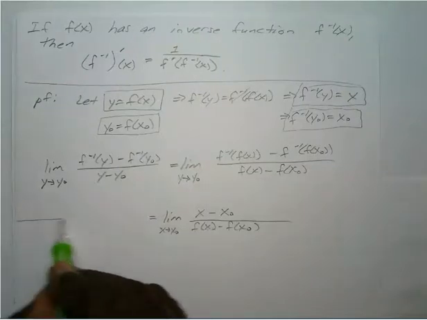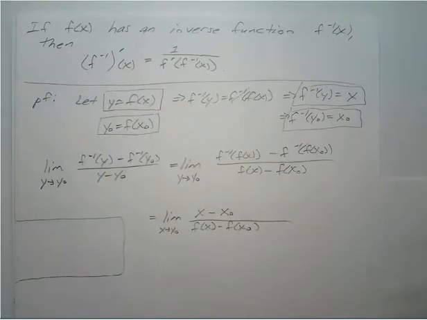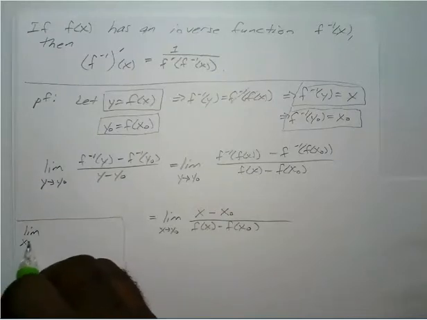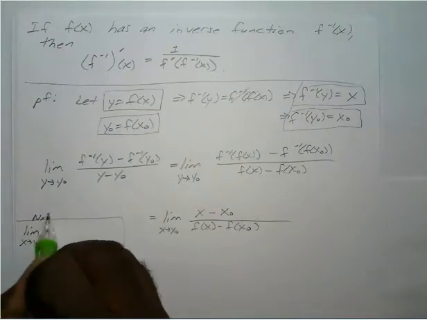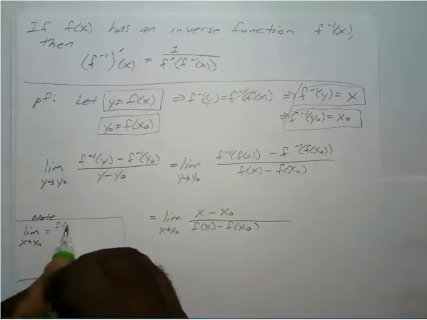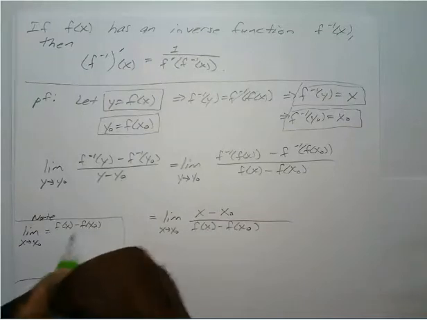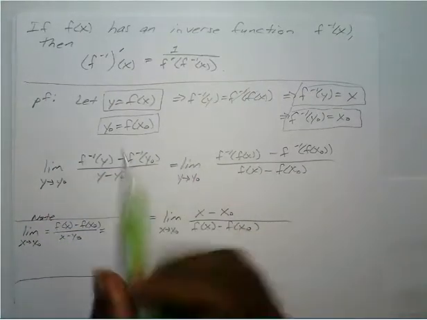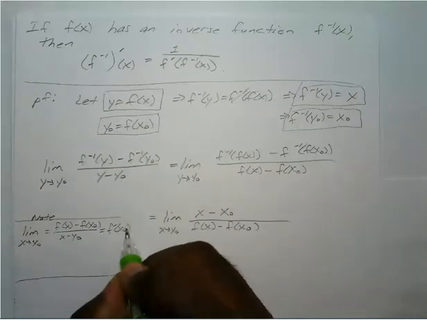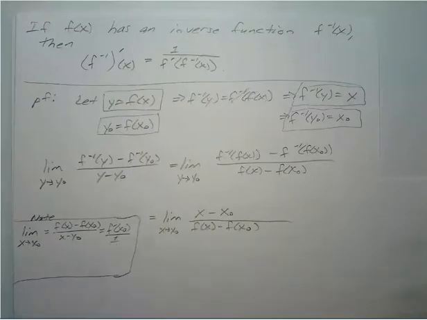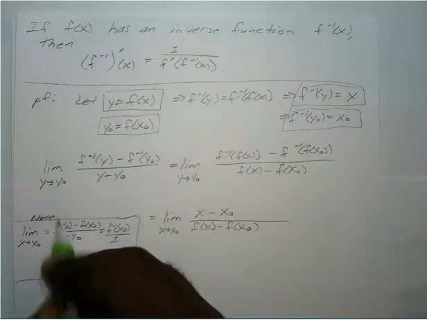Now, if you think a little bit back, this is just a side note, so it isn't part of the proof: the limit as x approaches x sub 0 of f of x minus f of x sub 0, all over x minus x sub 0, is equal to f prime of x sub 0. Or you can make it f prime of x sub 0 over 1. Same thing.